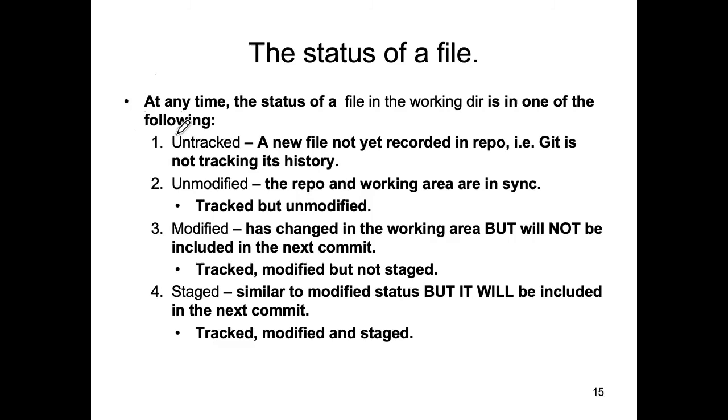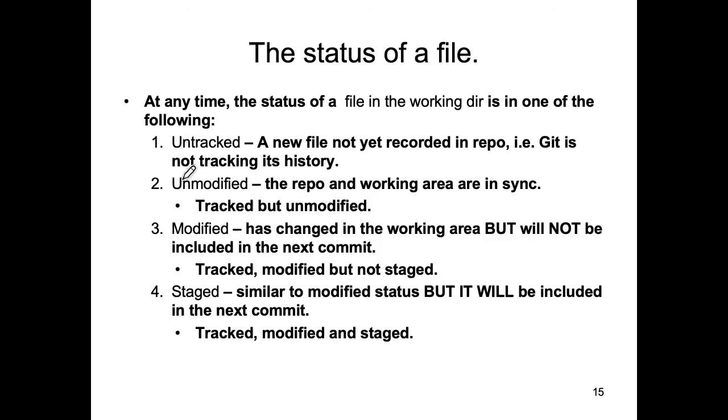If we were to say that a particular file is in an untracked status, what that means is you have just created a new file, put some content into it, and there is no previous version of that file in the repository. Git, in other words, has no knowledge of the existence of that file so far. So we would say from a status point of view, that file is in an untracked state.